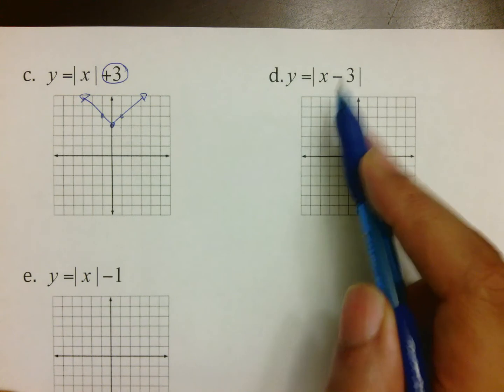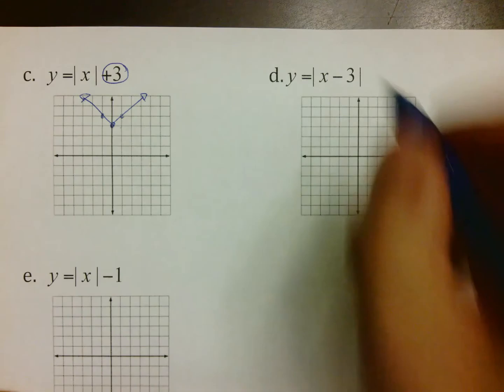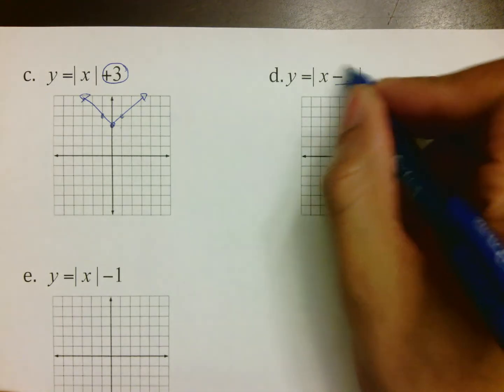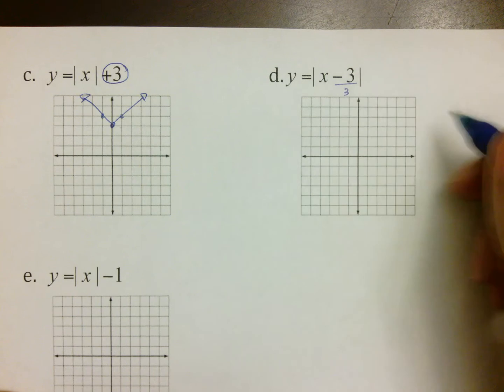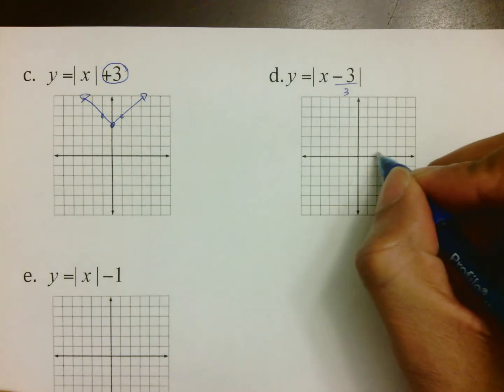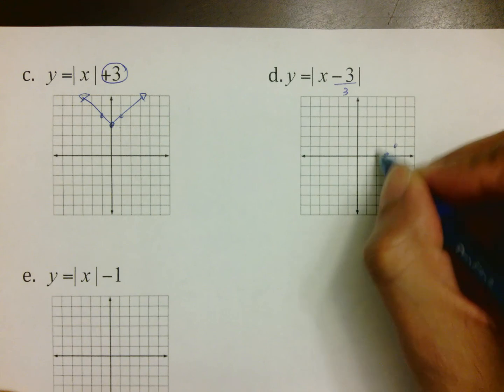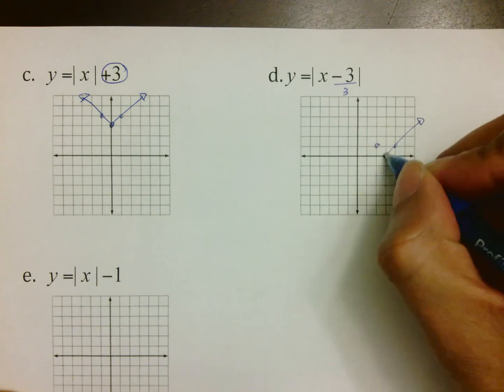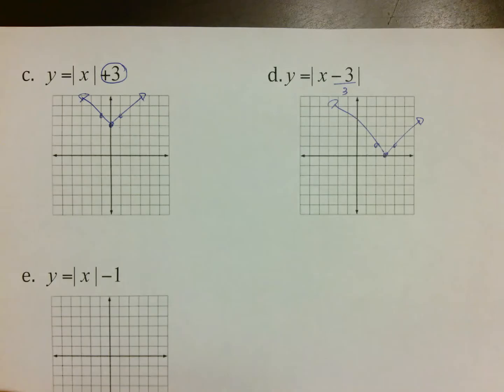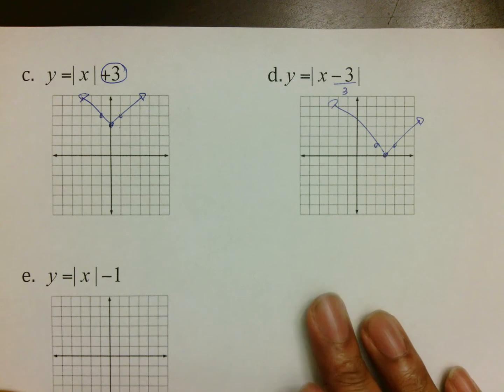Again, on this one, the 3 is on the inside, so remember when it's on the inside, I got to use the opposite. This is a negative 3. I want to view it as a positive 3, which means it's going to go 3 to the right. Over 1, up 1, back 1, up 1. Finish your V. Sorry, that's a bad V.